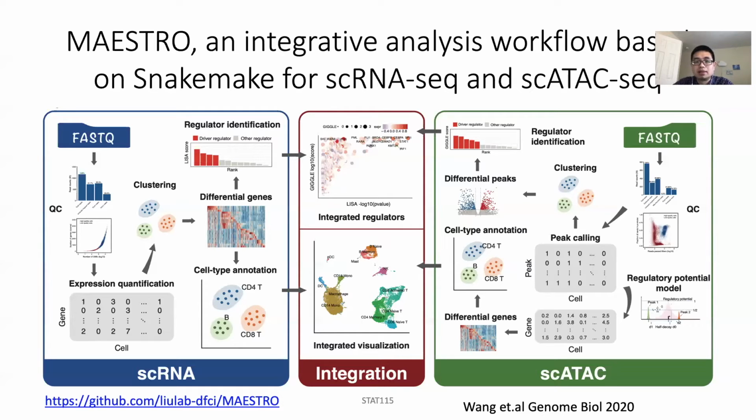Okay. So it's a SnakeMake pipeline with steps ranging from pre-processing from FASTQ files and doing some quality control, QC, and downstream analysis, including clustering, differential gene expression or differential peak enrichment, cell type annotation, and regulator identification. So it also supports integrated analysis for both single cell RNA-seq and single cell ATAC-seq data if you have samples run through both assays, or you can also handle the multi-omic data as well. So I will explain the features in the following slides in a little bit more detail.